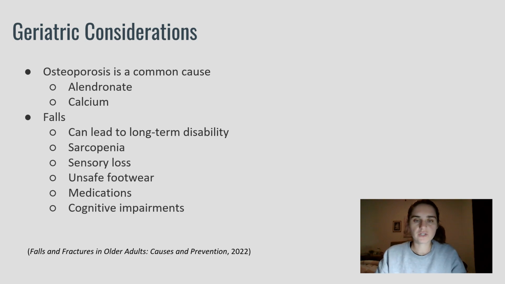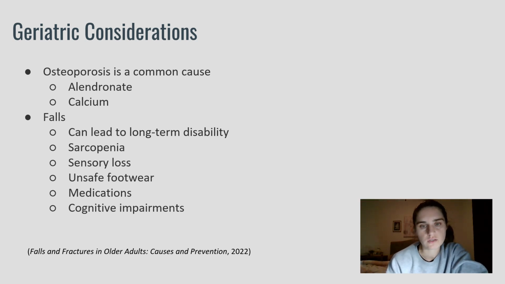Some geriatric considerations for patients with fractures. It's important to note that osteoporosis is a common cause, so the patient may need to be started on medications before they discharge. So this would include things like calcium supplements. If the patient needs to go home on a bisphosphonate, then there needs to be further discussion because bisphosphonates have osteoclast activity, which could actually worsen a fracture.